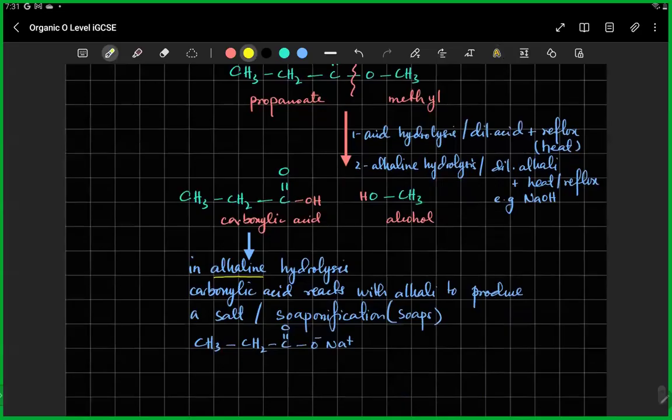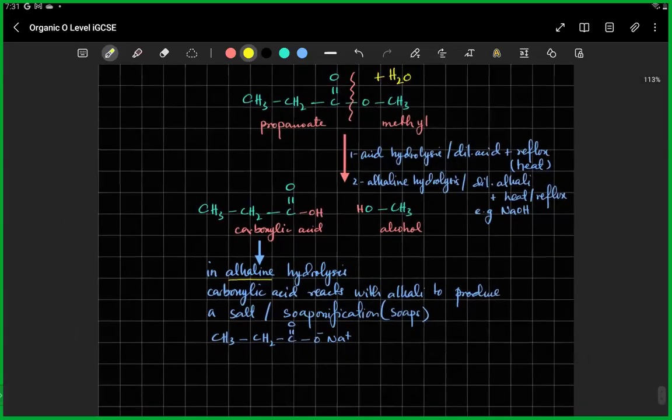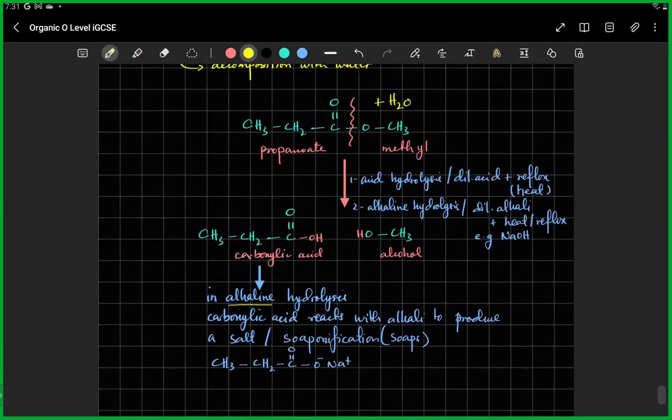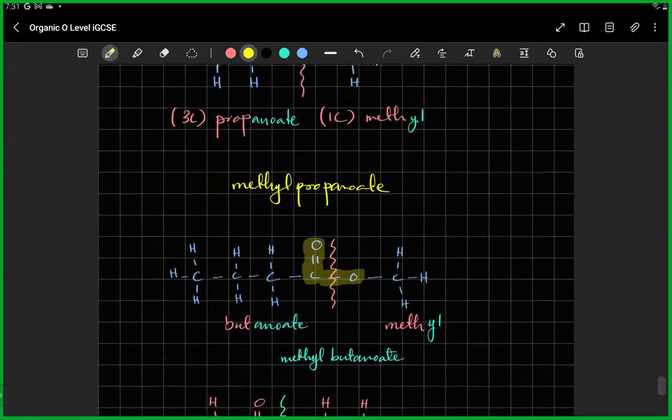You get soaps. You don't get the carboxylic acid. You get the salt of the carboxylic acid. ठीक है, clear है? Yes, sir. तो बस ये that's it. ठीक है, that's what esters is. You can make them, you can decompose them.